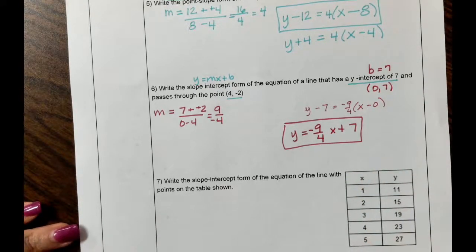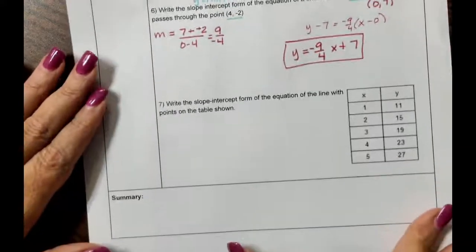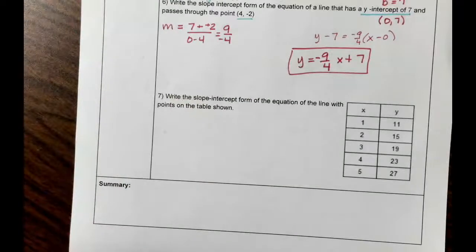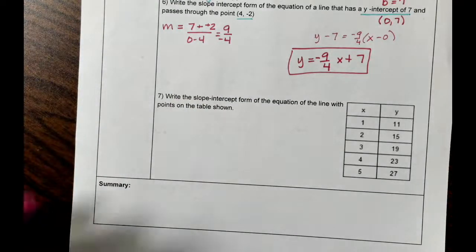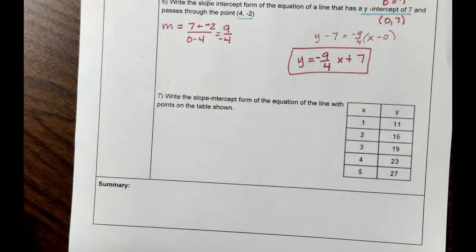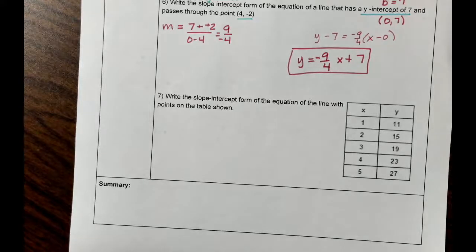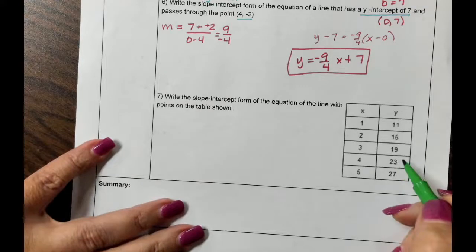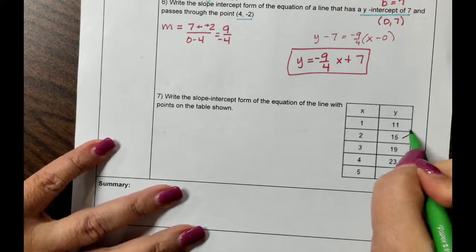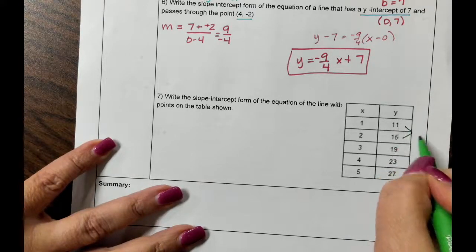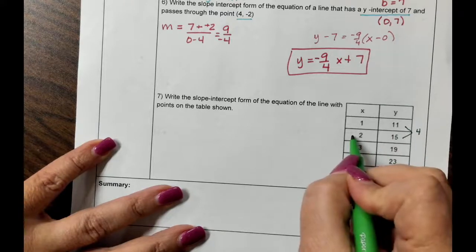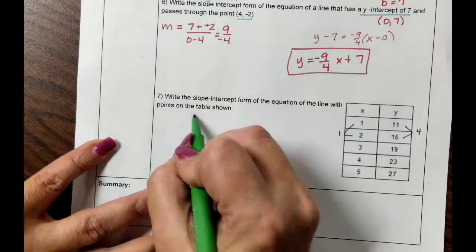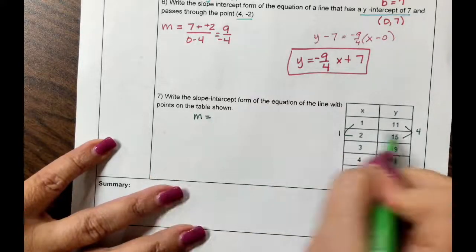Okay. Now, another way that you might be given information is on a table. You can use the table. In this case, I have 5 points. I only need 1, and then I need the slope. So we need to calculate the slope. Pick any 2 points, it doesn't matter. Y2 minus y1, 15 minus 11 is 4, and x2 minus x1, 2 minus 1 is 1, and so the slope is going to be 4 over 1, or just 4.